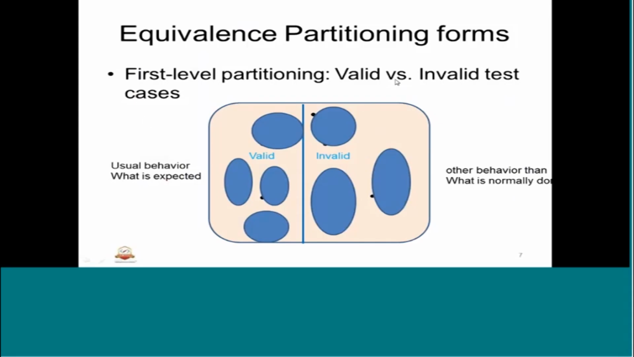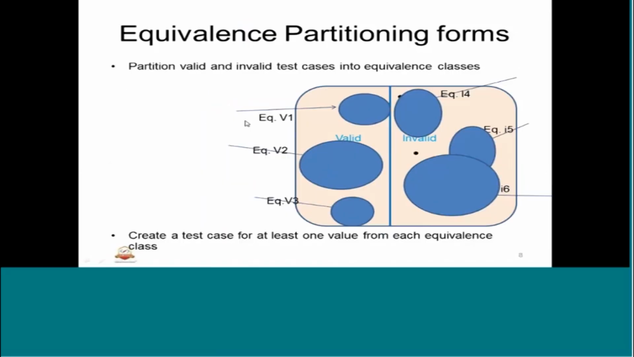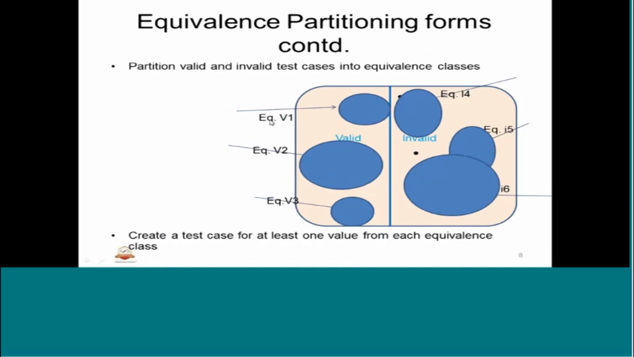Then we group the valid ones in such a way that the behavior is usual and similar results are going to come. All of these are grouped. So there are 4 here, in this case 3. So we named them equivalence valid 1, equivalence valid 2, equivalence valid 3. Similarly, we can name the invalid cases also with a unique identifier.